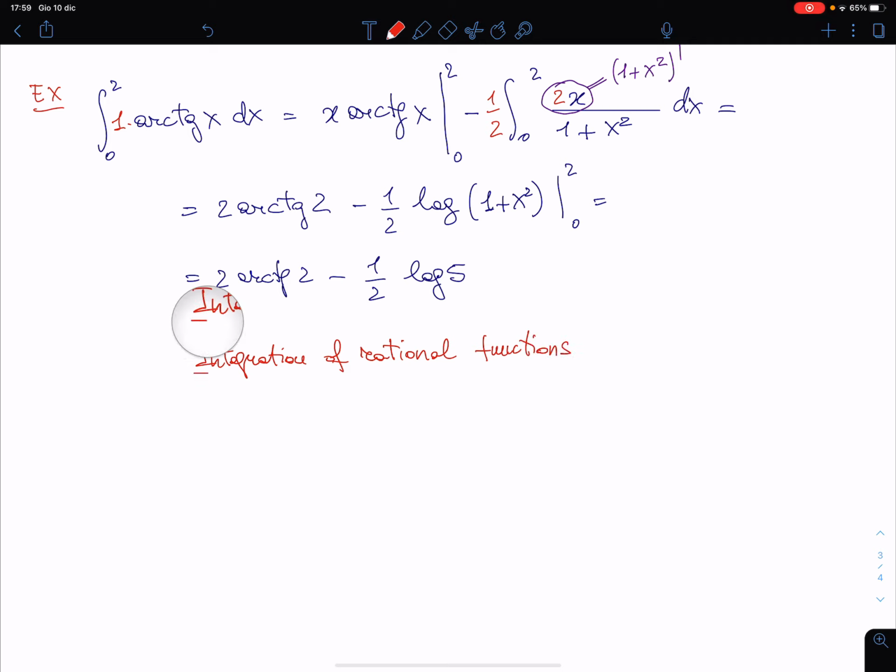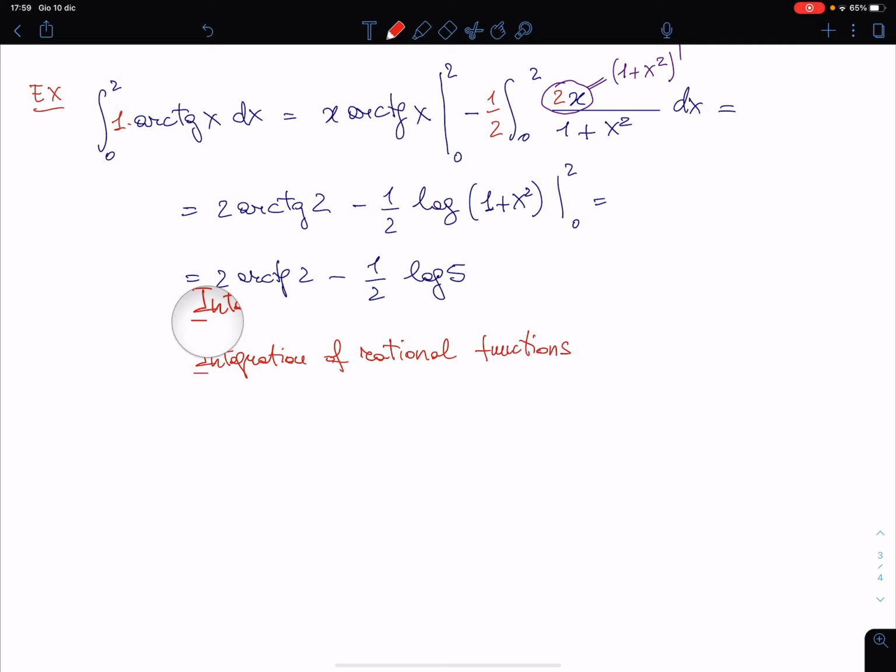Or you use the variable y equal to 1 plus x squared. So dy is the derivative of 1 plus x squared, dx. This is the trick of change of variable. So here you have 1/2 dy divided by y to the n, and so we are led to the previous case.